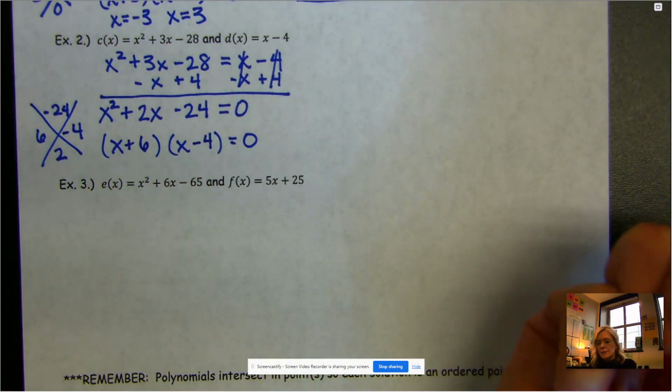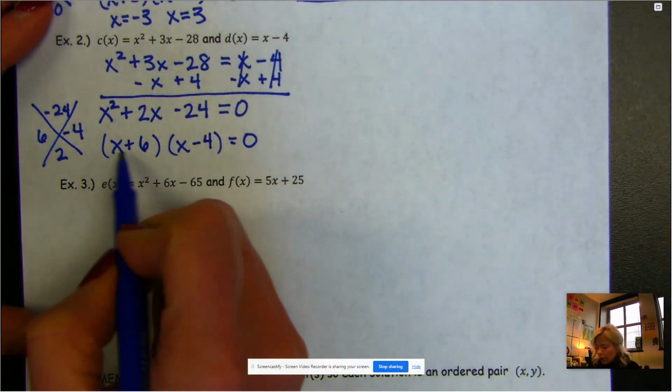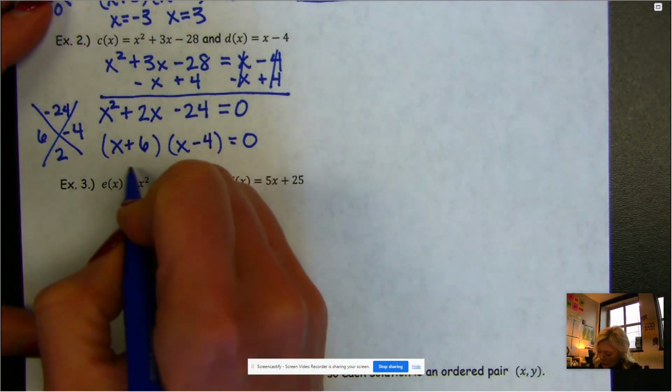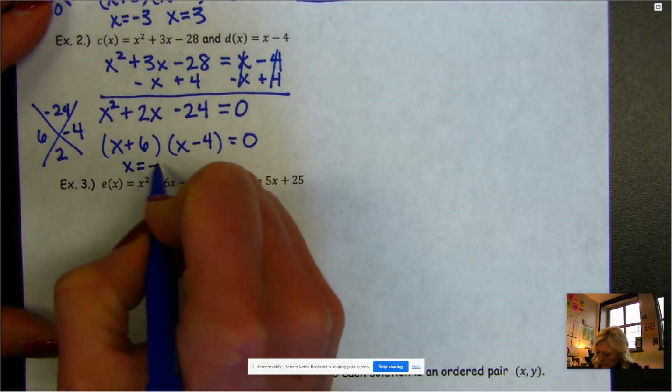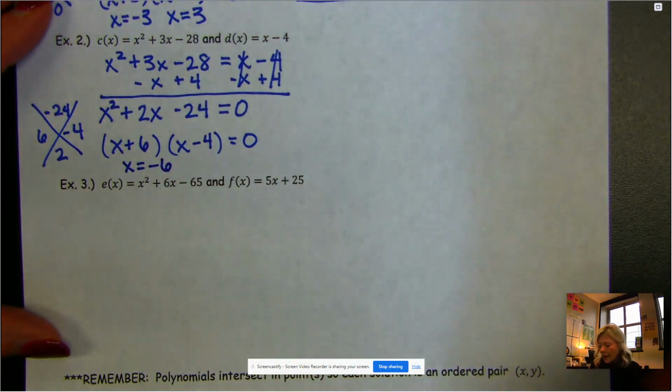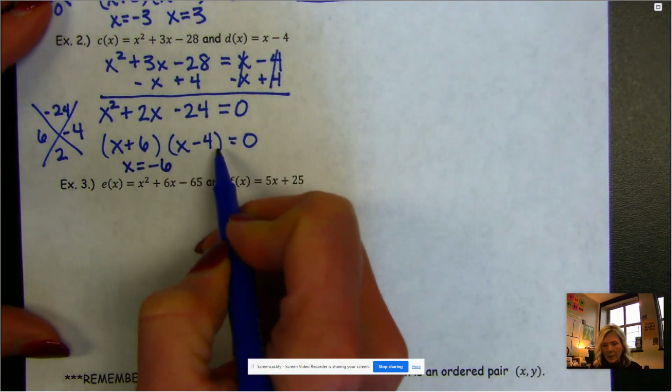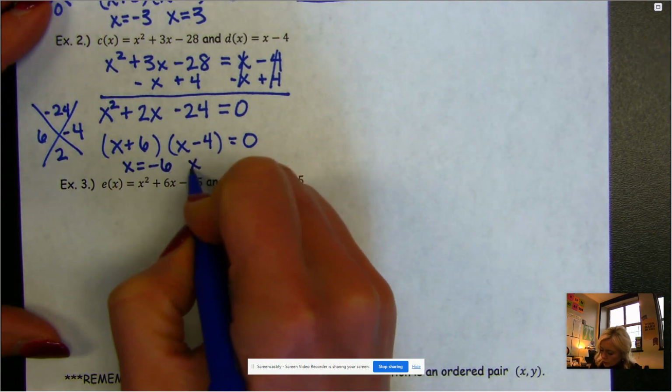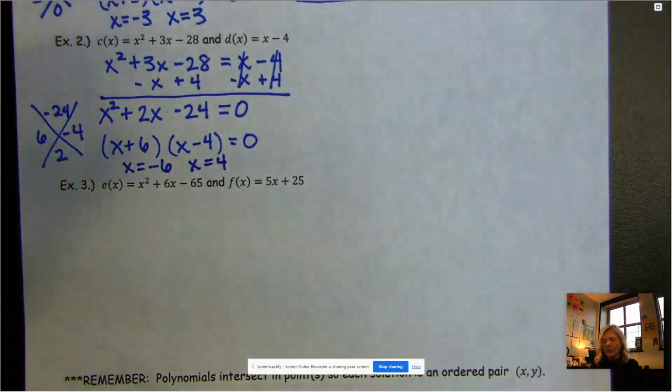And now I can state the solutions. So from the factor x plus 6, we get a solution of x equals negative 6. And from the factor of x minus 4, we get a solution of x equals positive 4.